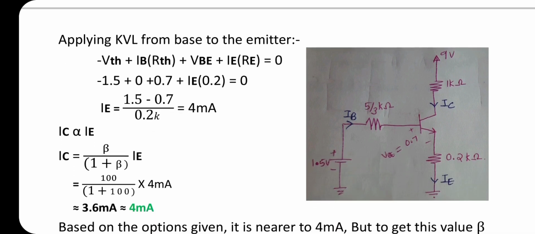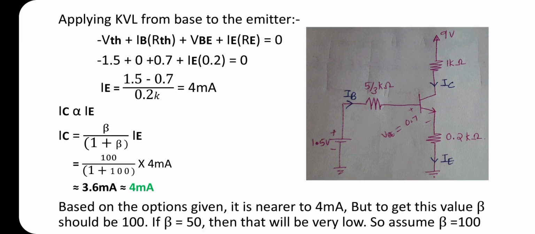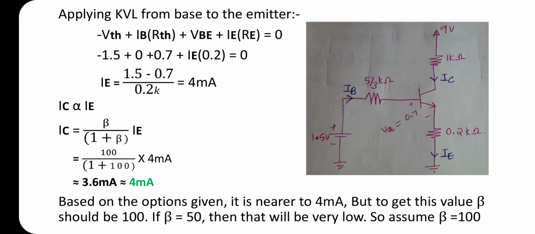Applying KVL to the base to the emitter resistor of the Thevenin equivalent circuit: minus VTH plus IB into RTH plus VBE plus IE RE equal to 0, which is equal to minus 1.5 volt plus 0 plus 0.7 plus IE into 0.2 equal to 0. After solving we will get IE equal to 4 milliampere.